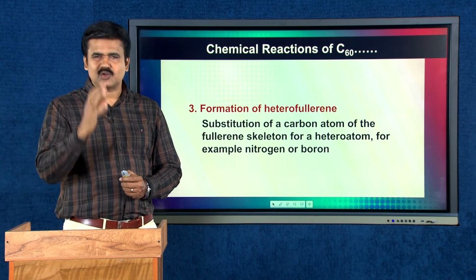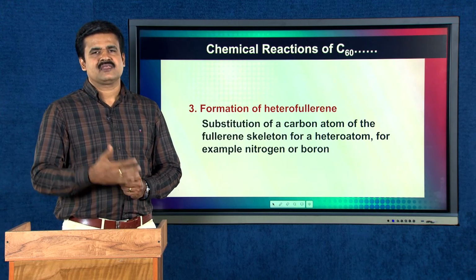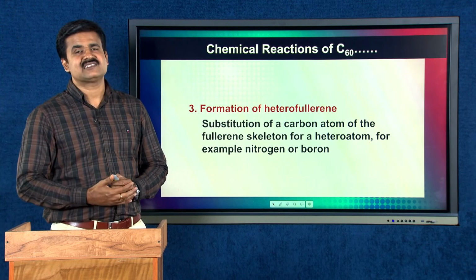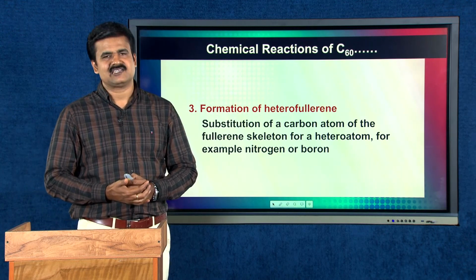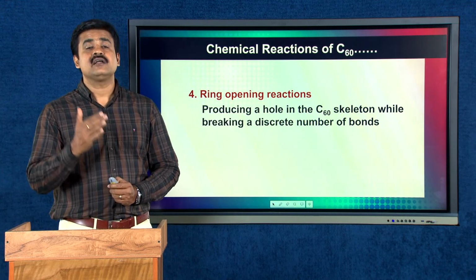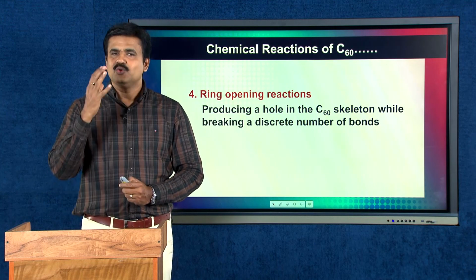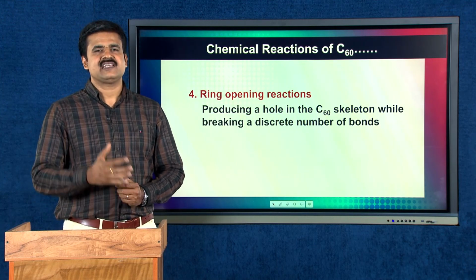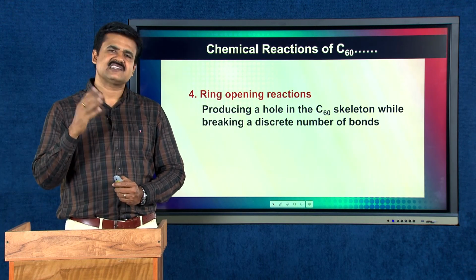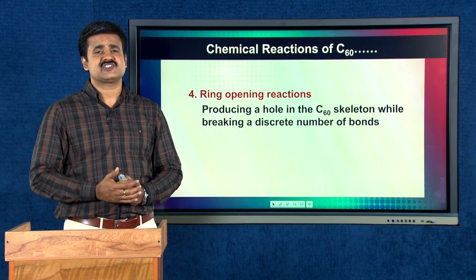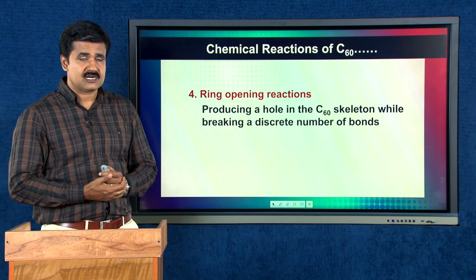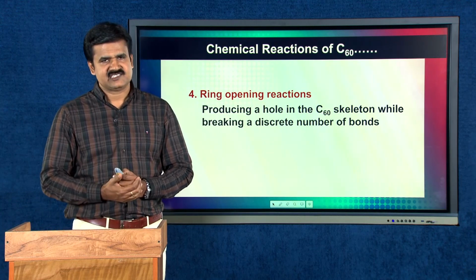In order to get a heterofullerene, you have to replace one or two carbon atoms of the C60 molecule with other elements like nitrogen, boron, etc. Now, the fourth category is ring opening reaction. You know, C60 molecule has a ring structure. If during some reactions the ring opens up, such kind of reactions are called ring opening reactions.